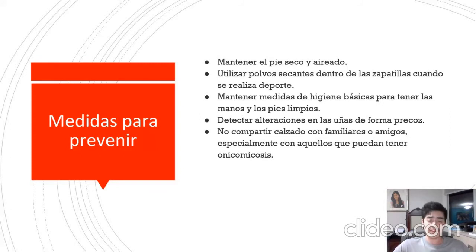You gotta detect if there's any alteration in your nail regarding the appearance. And definitely the last one, that you shouldn't do, is share your shoes with family members, friends, and especially the ones that have the disease.